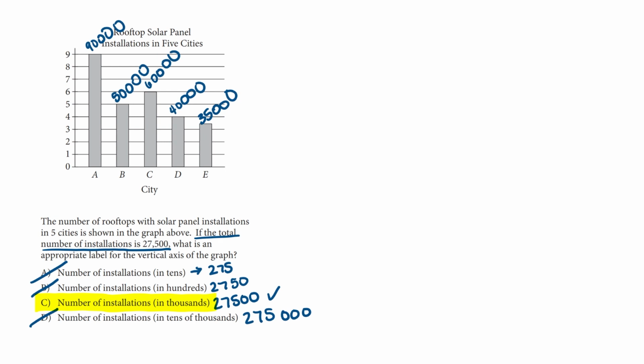Another way that you could solve this is you could actually use an algebraic expression. So what you could do is you know that city A plus city B plus city C plus city D plus E equals 27,500. Well, A is 9x because we know this is either tens, hundreds, thousands, or tens of thousands. B is 5x, C is 6x, D is 4x, and E is 3.5x. And all of that is equal to 27,500.